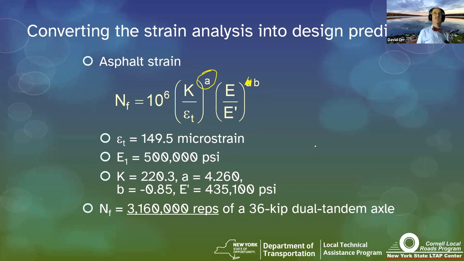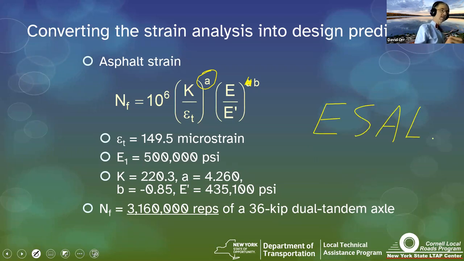The term ESAL, you'll hear the term ESAL, I'll use that term again, equivalent single axle load, actually uses this same concept. And it actually has a very similar slope around 4. In terms of converting wheel loads to the amount of strain, the amount of damage, the amount of thickness we need, okay?